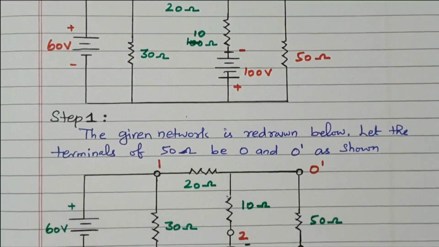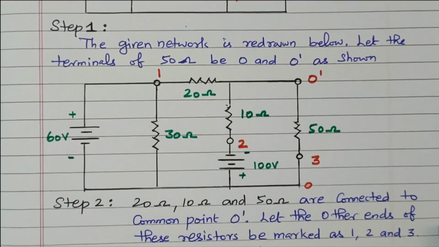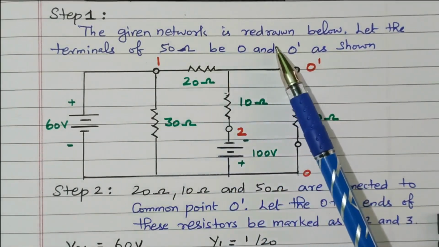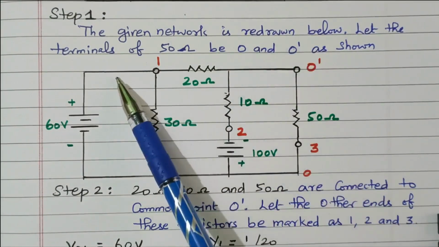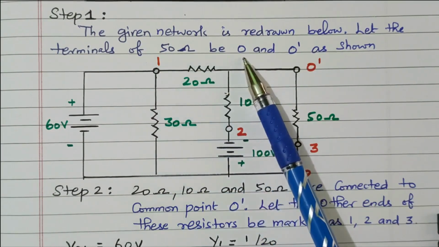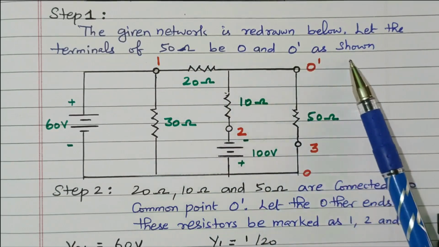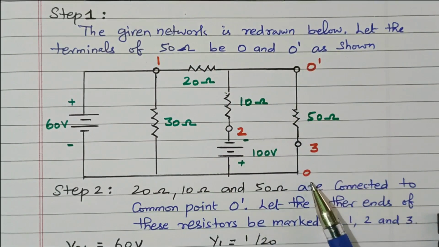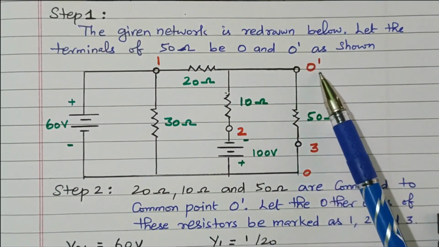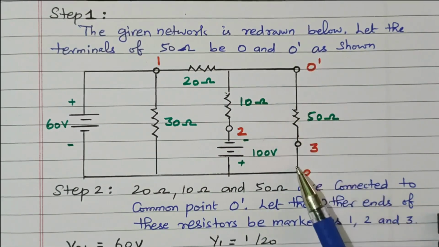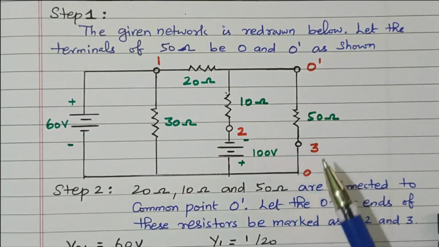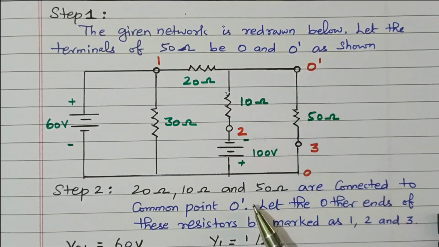So first we'll follow step 1. Step 1 is that the given network is redrawn below. Let the terminal of the 50 ohm be 0 dash as shown in the diagram. So this terminal of the 50 ohm we marked as 0 dash. Here only we need to find the voltage drop. The voltage drop across the 50 ohm resistor is marked at 0 dash.